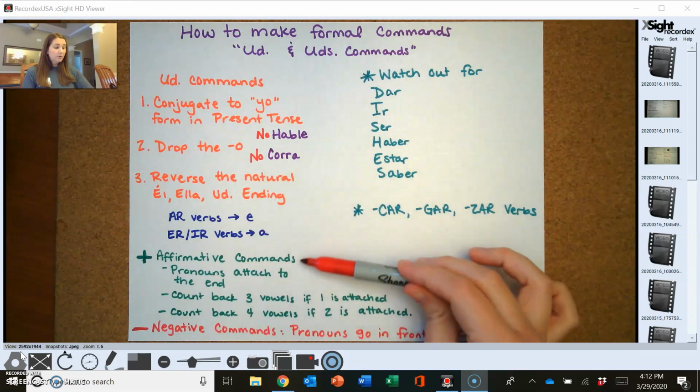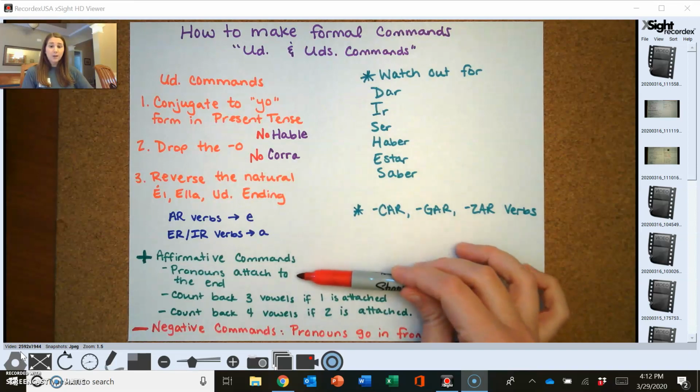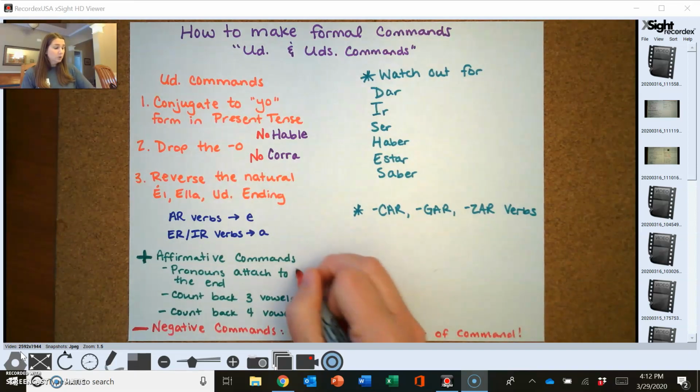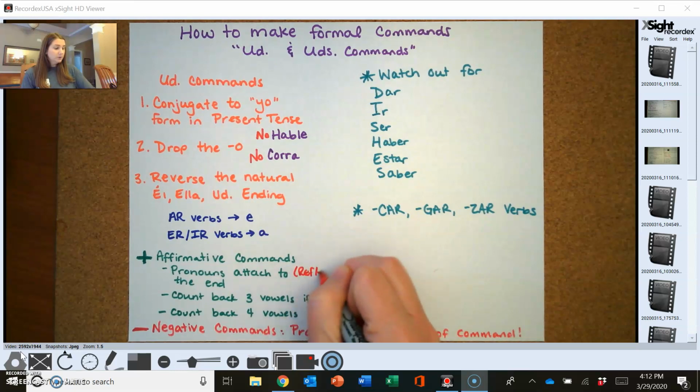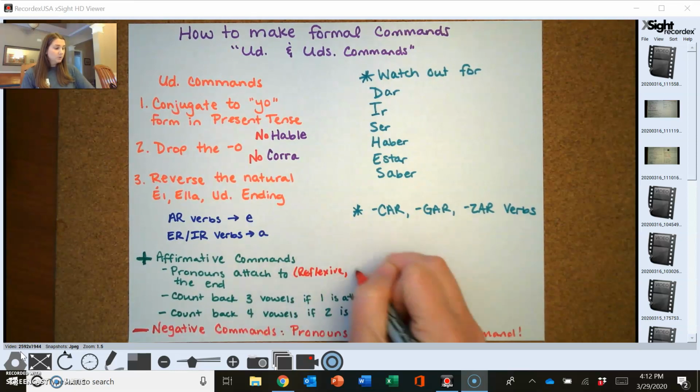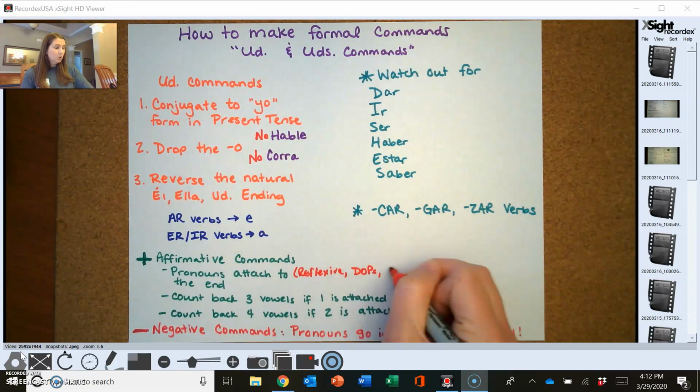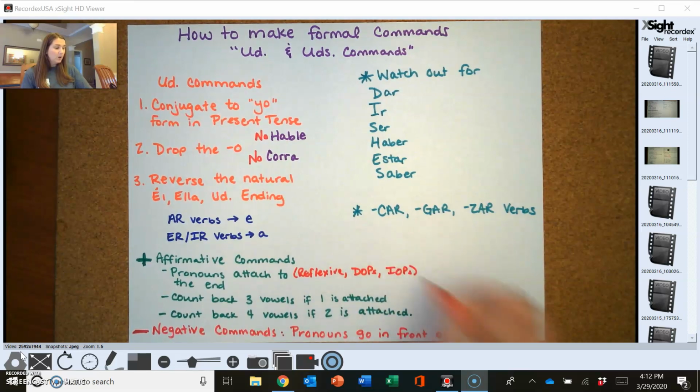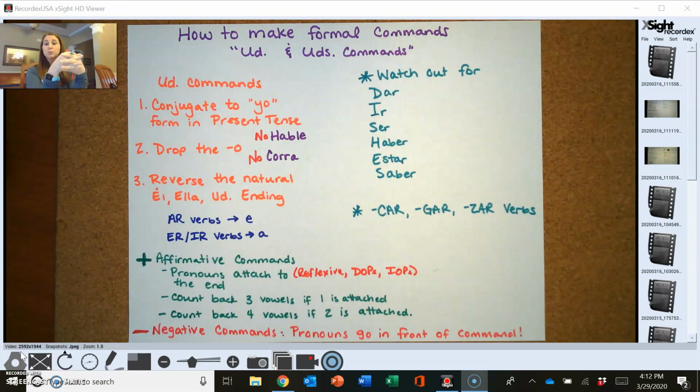If you've got an affirmative command and you're dealing with pronouns, okay, meaning those are your reflexive pronouns, also DOPs or IOPs, okay? All of those are going to attach to the end of the command, okay? So remember, when you are in a positive, affirming relationship, you stick together. And remember, you accentuate one another. So if you're attaching one of those types of pronouns, you're going to count back 3 vowels, okay?